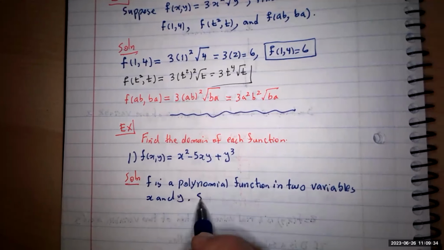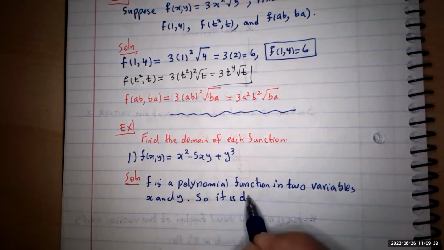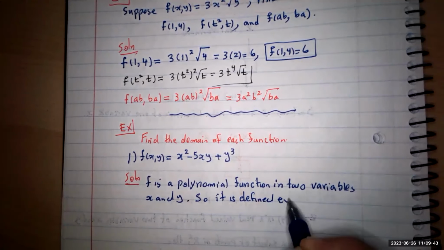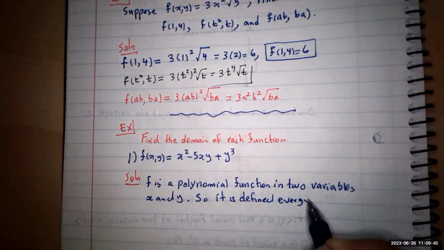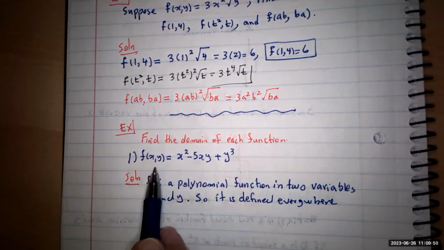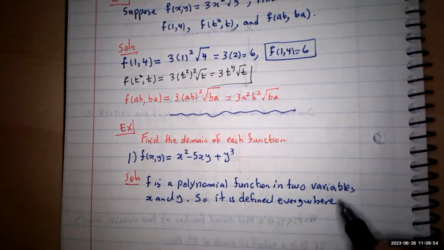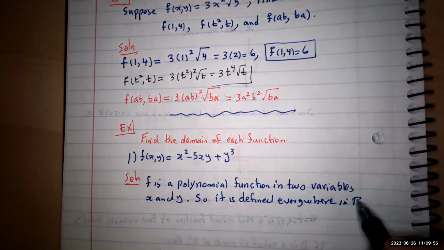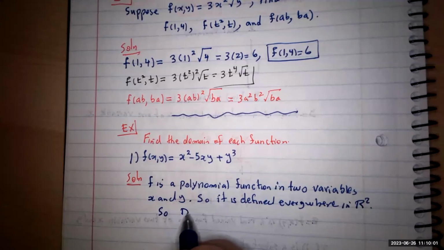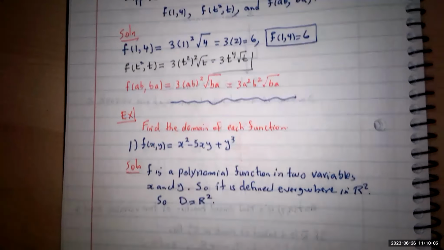Okay, so it's a polynomial, it's defined everywhere. But be careful. The domain for two variables comes from R2. So we say that it's defined everywhere in R2. Basically the domain is all points in R2.